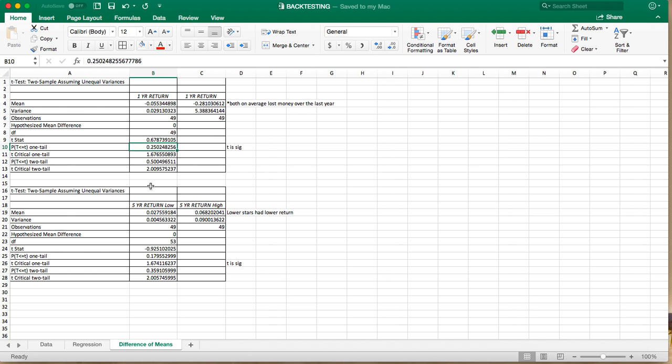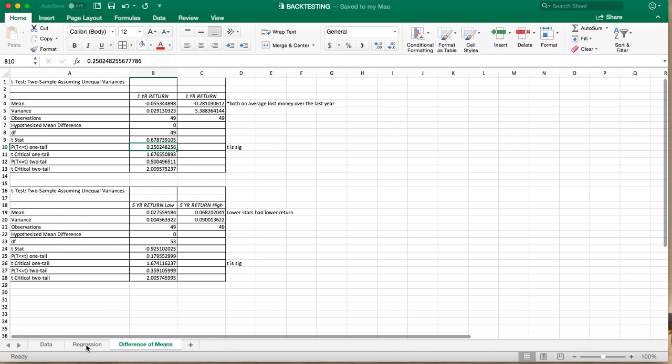For this test, I also did assume unequal variances. Okay, so our t here is 1.67, and the significance rule of thumb is 1.65, so this is significant. Same here with 0.2502. So we can see that this seems to be more significant than the regression.